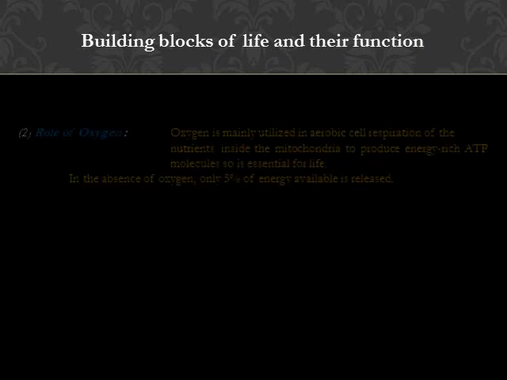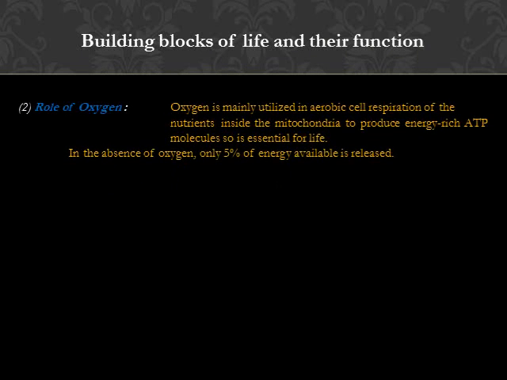If I talk about the other, that is the role of oxygen. Second, oxygen is mainly utilized in aerobic cellular respiration of nutrients inside mitochondria to produce the energy-rich ATP molecules, so it is essential for life. Look, our cellular metabolic activities require energy in the form of ATP. That ATP is produced inside mitochondria.